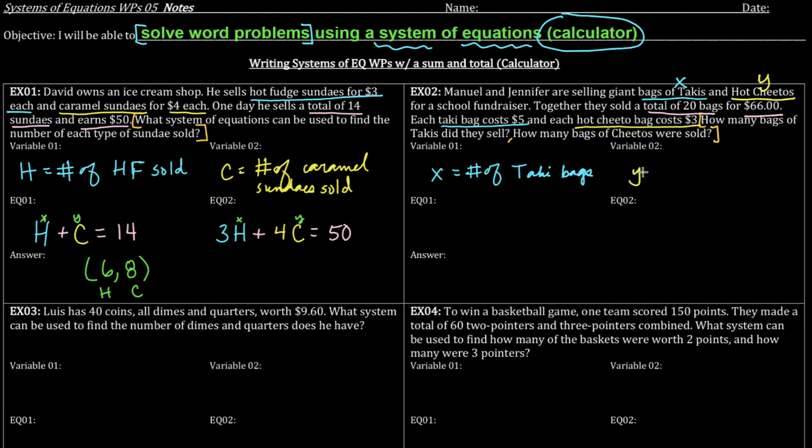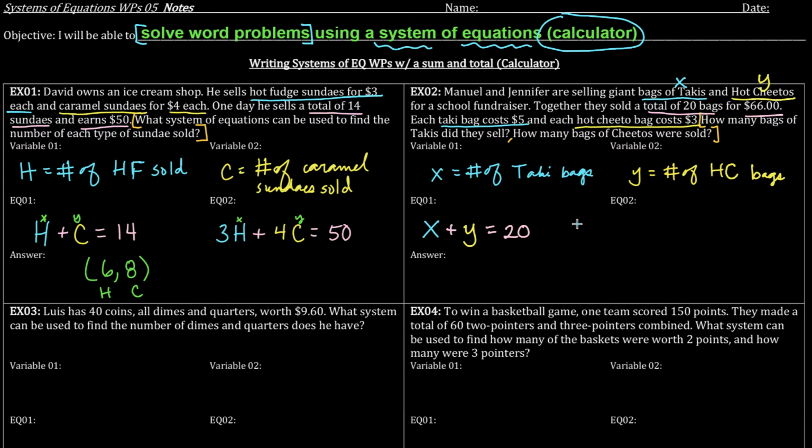And Y can be the number of Hot Cheeto bags. So we know that together they sold a total of 20 bags. So the number of Taki bags plus the number of Hot Cheeto bags sold is a total of 20 bags.